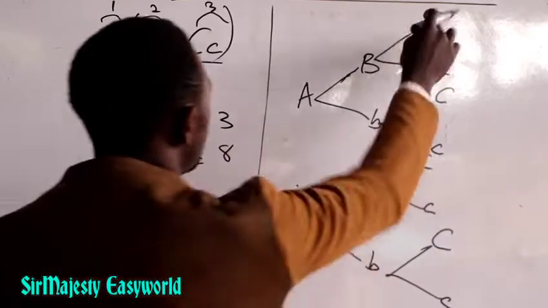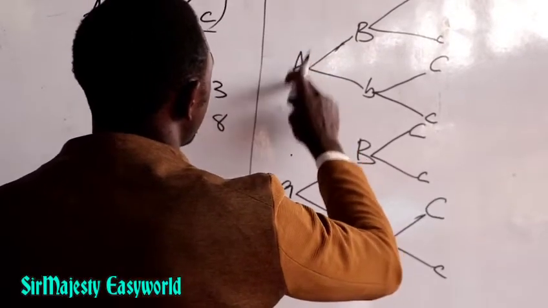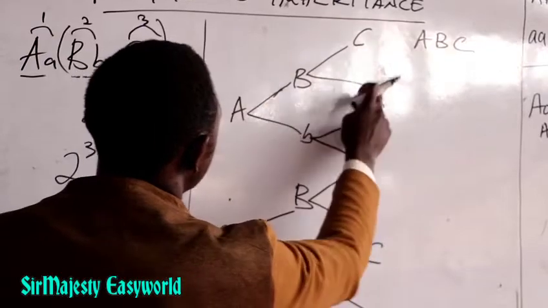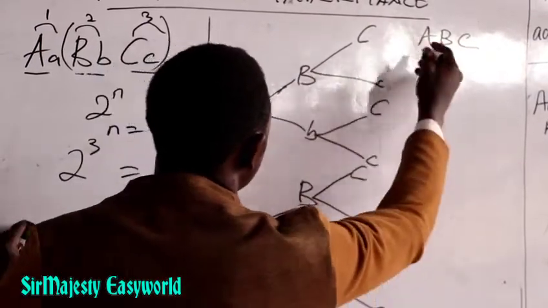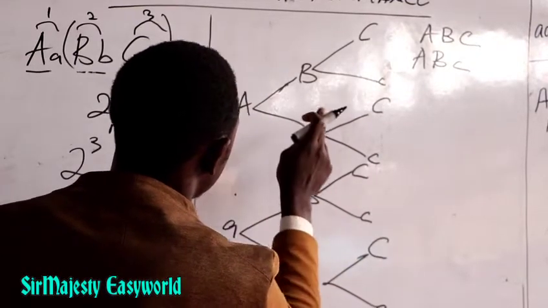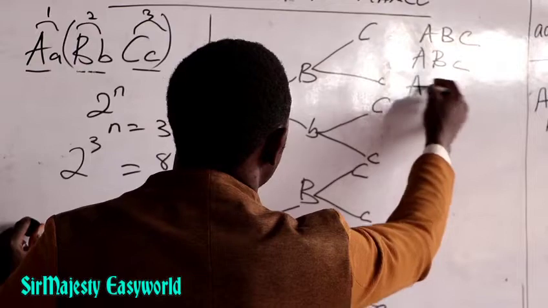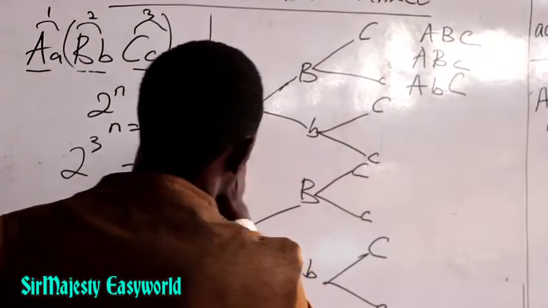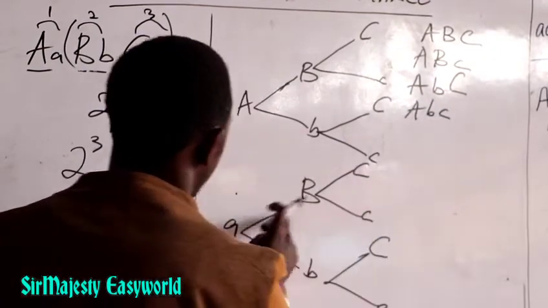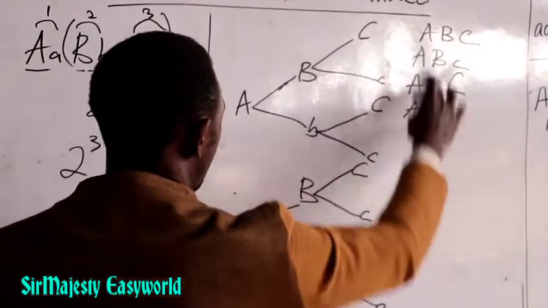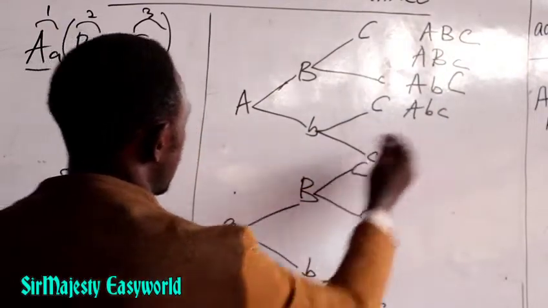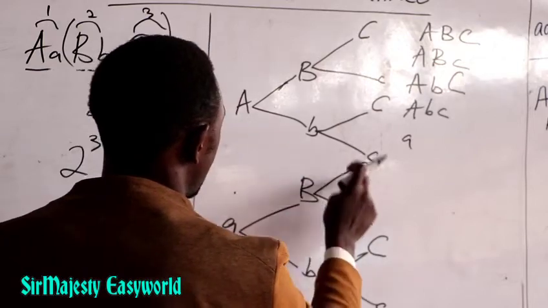So to get the gametes coming from here, it is straightforward. The first gamete is A, B, C. Then the other gamete is capital A, capital B, small c. Then this one will be in this direction: capital A, small b, capital C. Then this will be capital A, small b, small c. Then coming to this small letter a, it is just the repetition of this, but we now replace this capital letter A with small letter a. We have small letter a, capital letter B, and capital letter C.